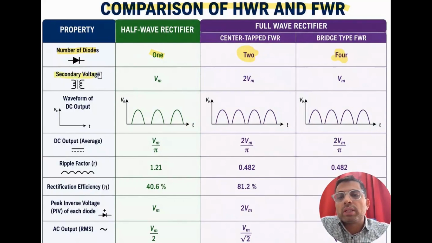Secondary voltage is what in the half wave rectifier is Vm और यहाँ पे क्या होता है 2Vm होता है, और यहाँ पे ब्रिज वेव में क्या होता है, ब्रिज वेव रेक्टिफायर में ओनली Vm.